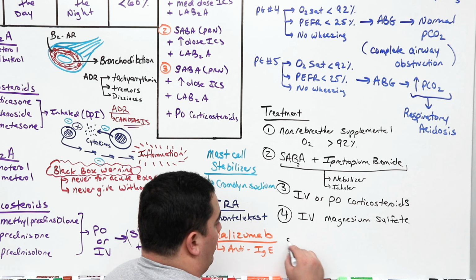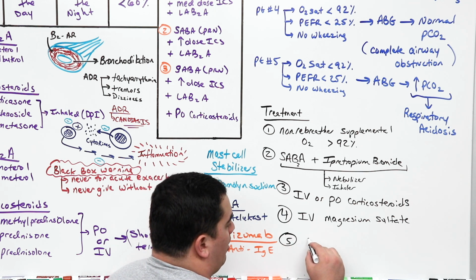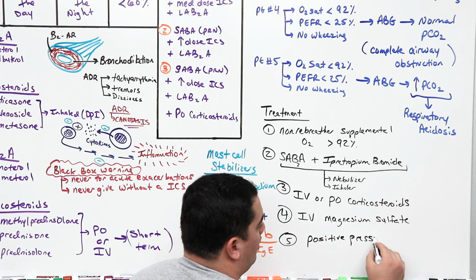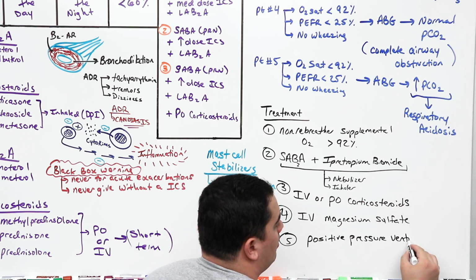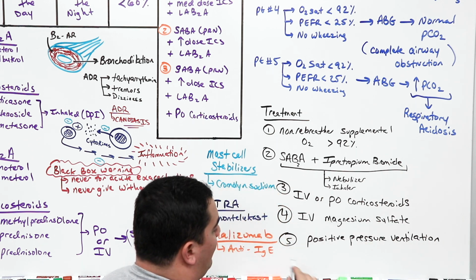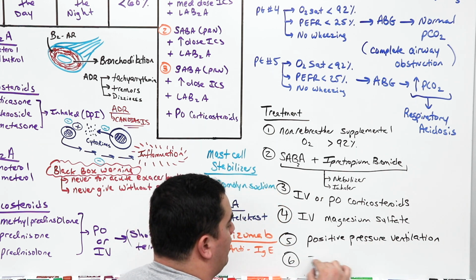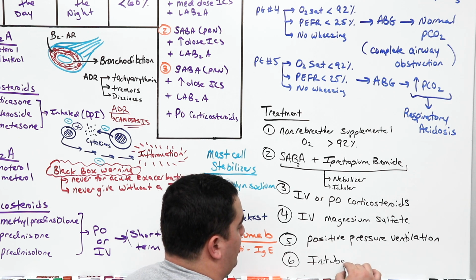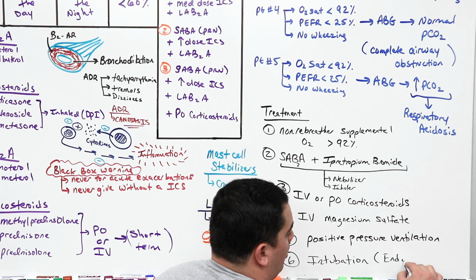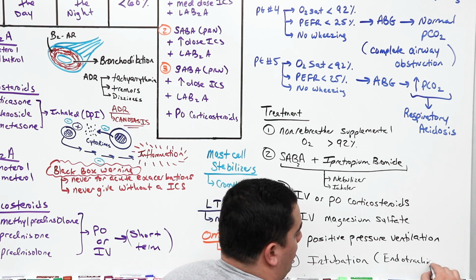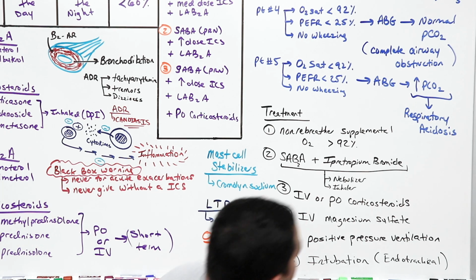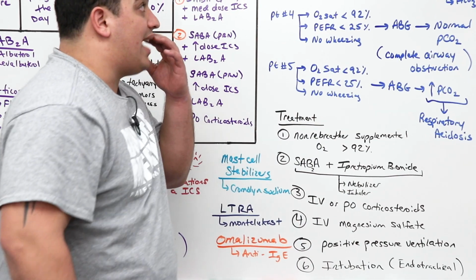If this doesn't work, the fifth step is that we'll put them on positive pressure ventilation, like a CPAP, right? And if that doesn't work, we might have to intubate the patient, okay? And this would be through endotracheal. Okay, so these are kind of the steps that we would go through in this kind of acute exacerbation.